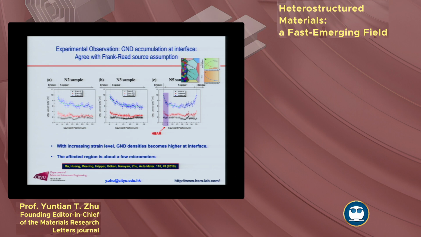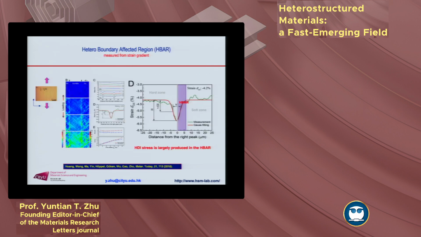Of course, we also verified the GND gradient, and we also verified the strength gradient near the interface. Here's a story here. We earlier said there is a positive strength gradient and a negative strength gradient. Positive strength gradient is when you have Frank-Read sources in the interior that pile up against the boundary. Negative strength gradient is when the dislocation sources are at the interface. Here we measured this negative strength gradient.